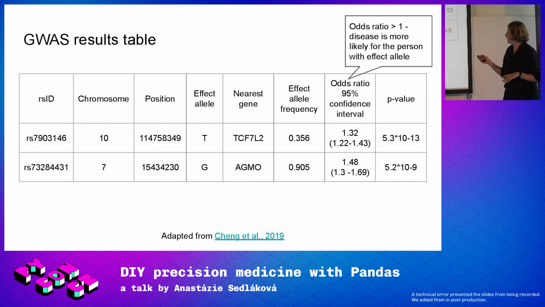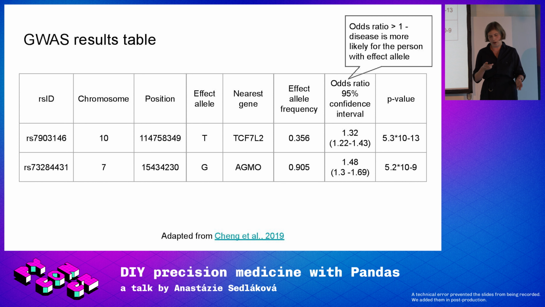You also have an allele frequency here. You see that this allele is very frequent: 90% of the people have it. And here we have our effect. Sometimes, as in this publication, it's an odds ratio, meaning that if it's more than 1, it's likely that a person with that allele will have that trait. In this case, it's diabetes. And here is the p-value. So these are the results that we have for the association studies.